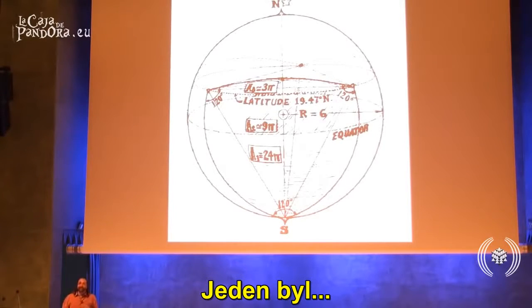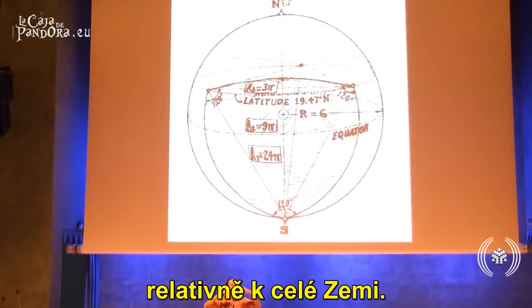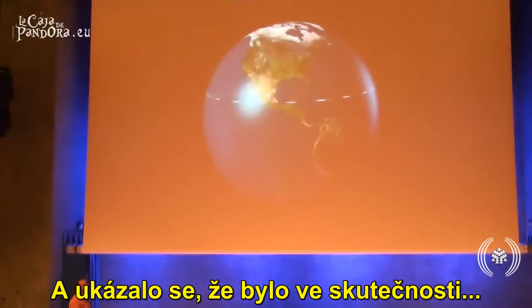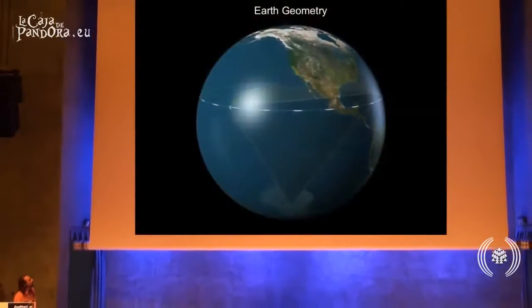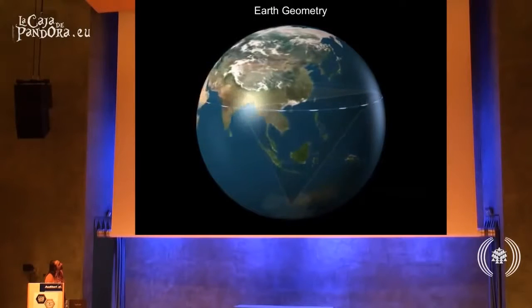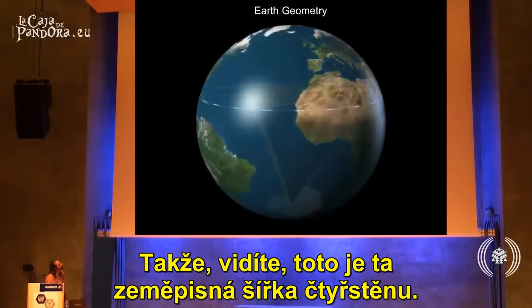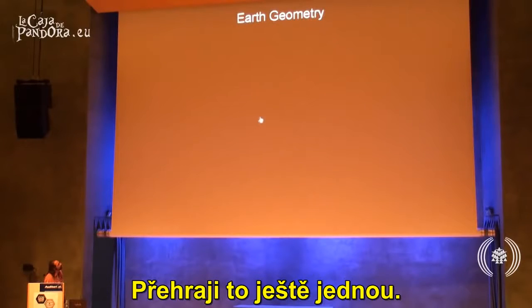What I found out later on is that I wondered where that city of Teotihuacan was relative to the whole earth. And it turns out, when I looked, that it was actually, let's see, I can animate this. There it is. So, you see, this is that latitude of the tetrahedron. Let me play it again.